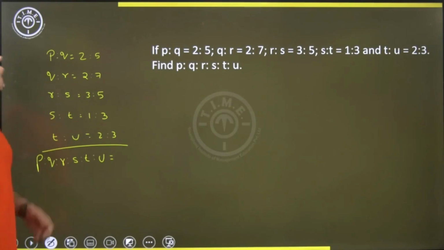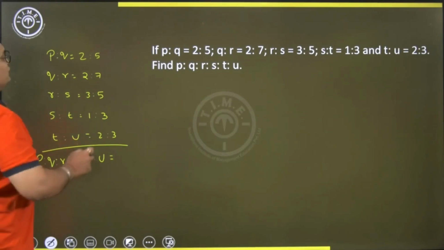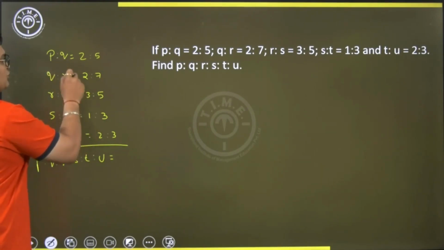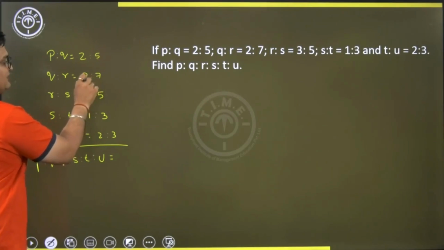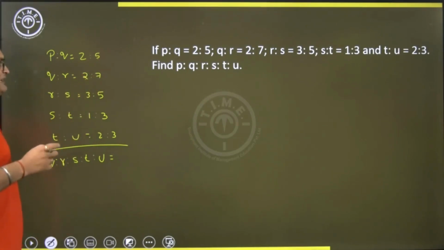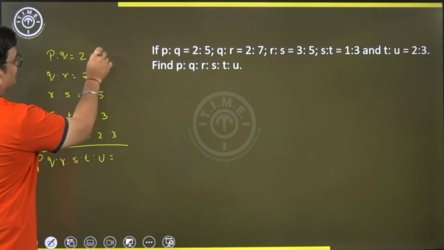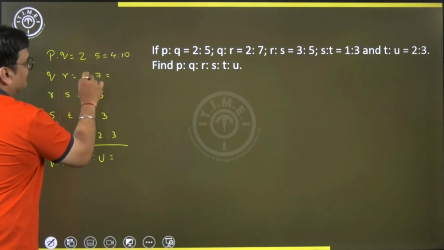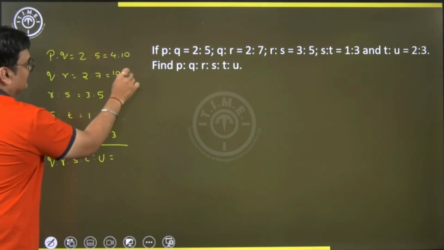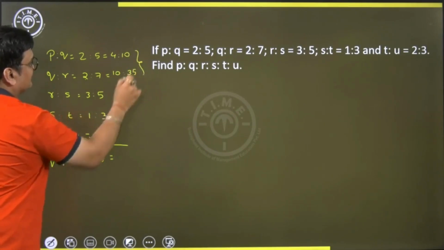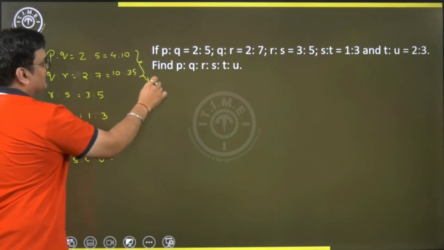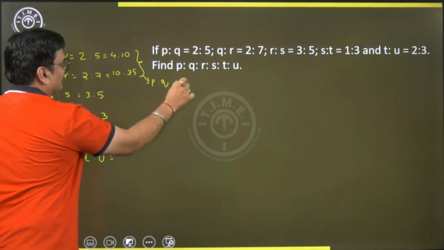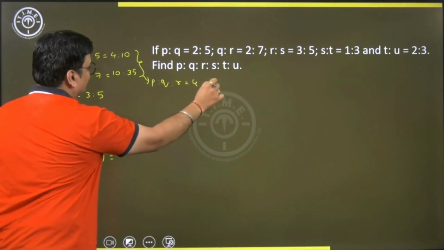So here I am going for method 1. In method 1, what do we do? We try to make the common term Q equal. So here it is 5 parts, here it is 2 parts. Take the LCM and make it equal. How do I make it equal? I can multiply this throughout by 2, so it will be 4:10. Multiply throughout by 5, it will be 10:35. Now I can merge these two and write P:Q:R will be nothing but 4:10:35.